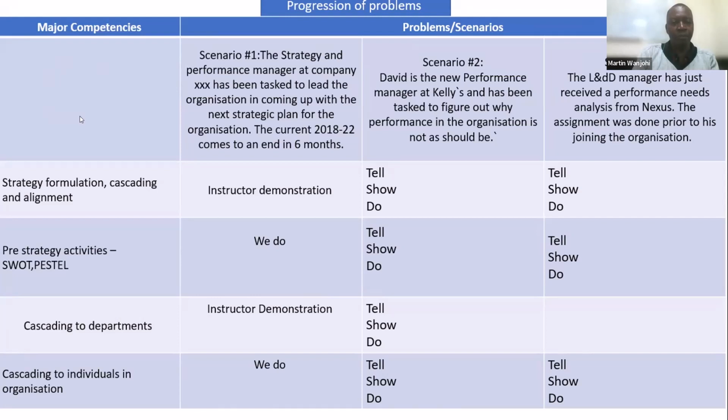These are the core, the major competencies. Then I come up with a scenario, for example scenario one, a scenario for performance: the strategy and performance manager at company X has been asked to lead the organization in coming up with the next strategic plan. The current 2018-2022 strategy comes to an end.